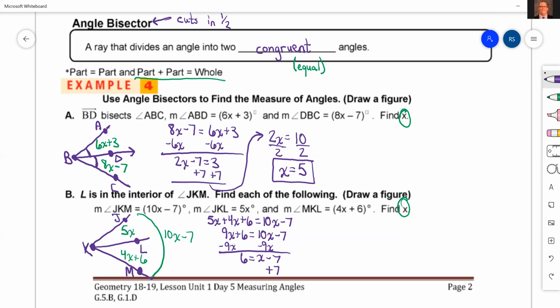Add 7. I'm out of room, so I'm going to continue up here. It's going to give us 13 equals x. Of course, we don't leave our answer like that, so let's make sure to flip it and say x equals 13. Is that all it asks us to find? Yes. Find x. So we're done.